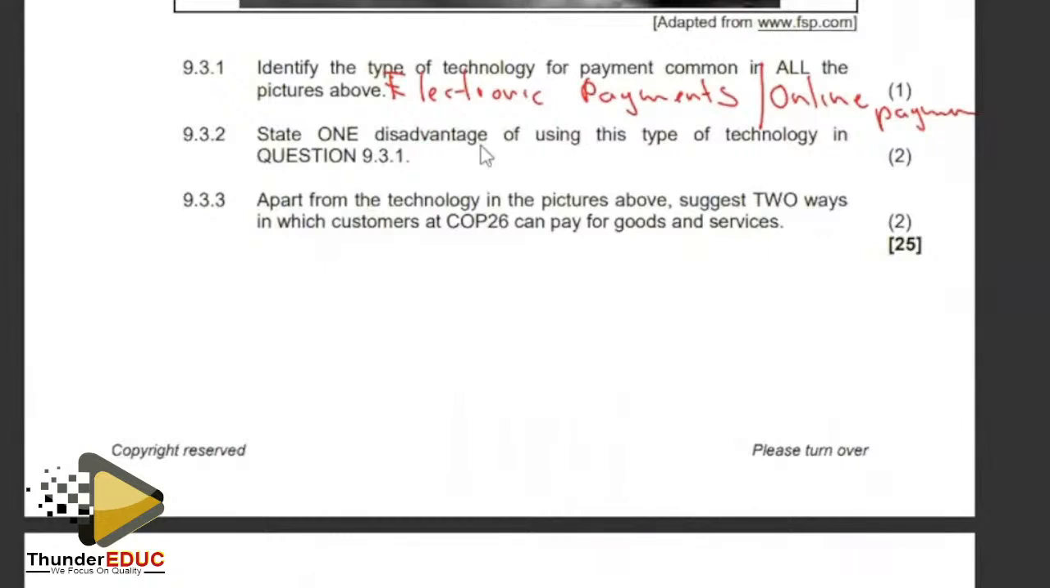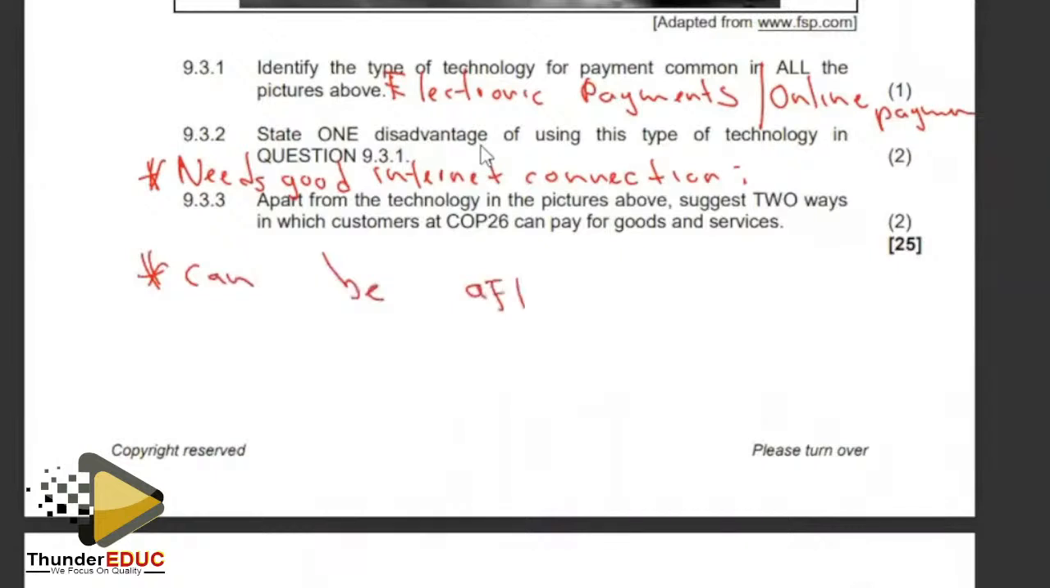9.3 One disadvantage of using it: it needs good internet connectivity. It can be affected by load shedding.